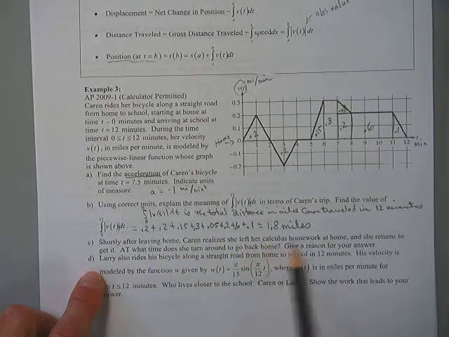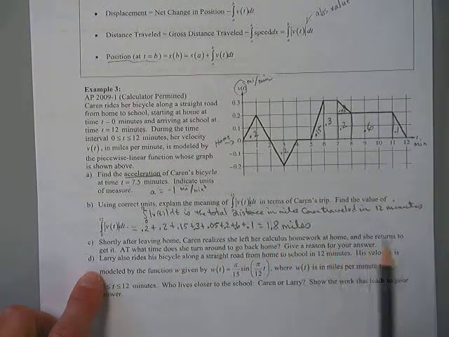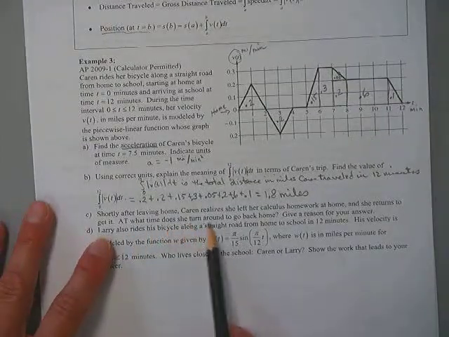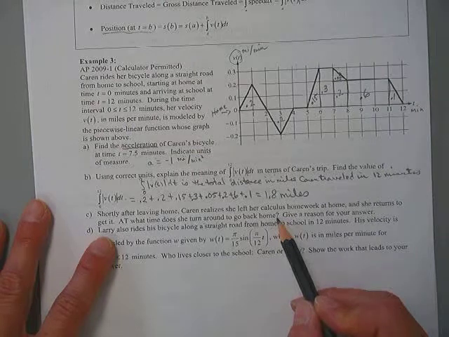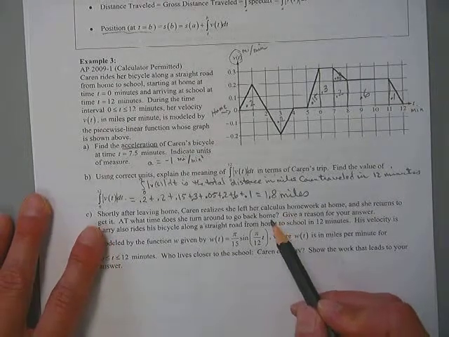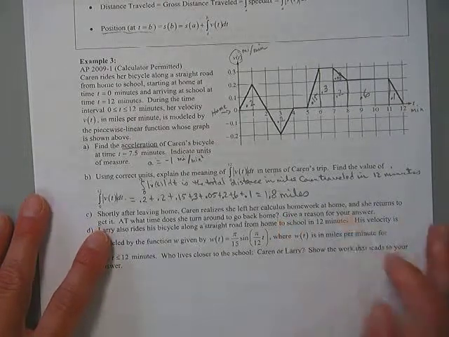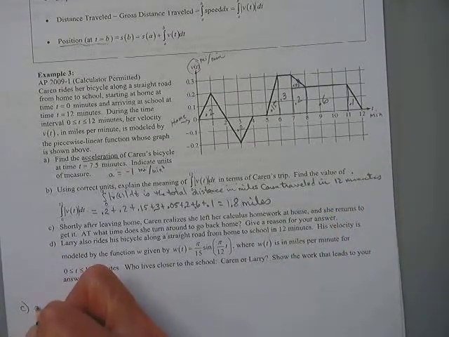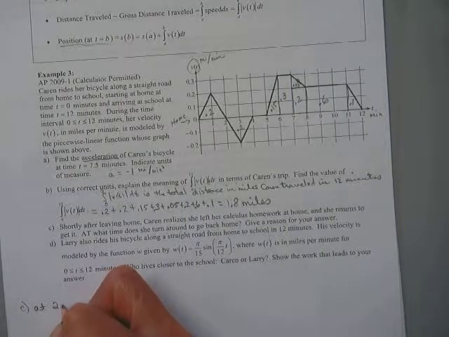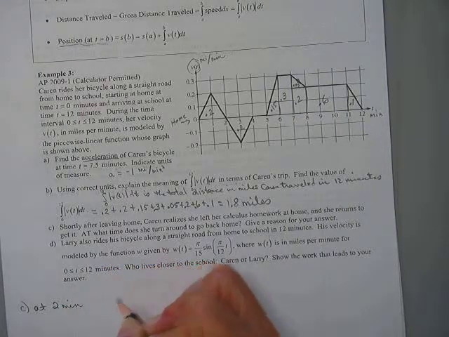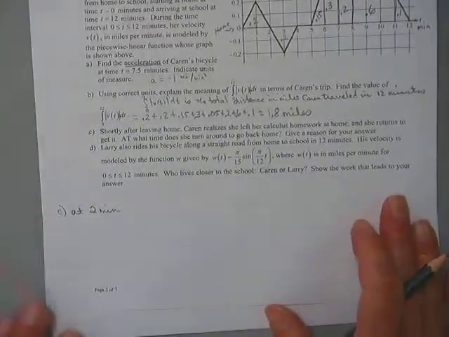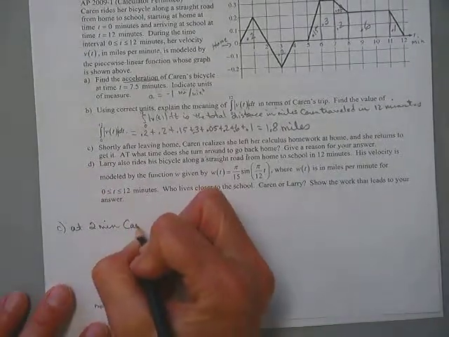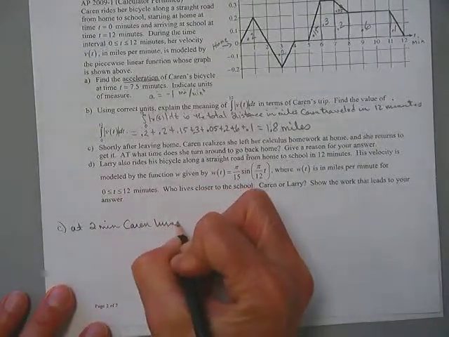Shortly after leaving home, Karen realizes she left her calculus homework at home and returns to get it. At what time does she turn around and go back home? Where does she turn around, guys, and go back home? At 2? Yes. So in part C, we say at 2 minutes. That would be me this morning, who started off and then had to turn around and go back home. Yes, at 2 minutes, Karen turned around.